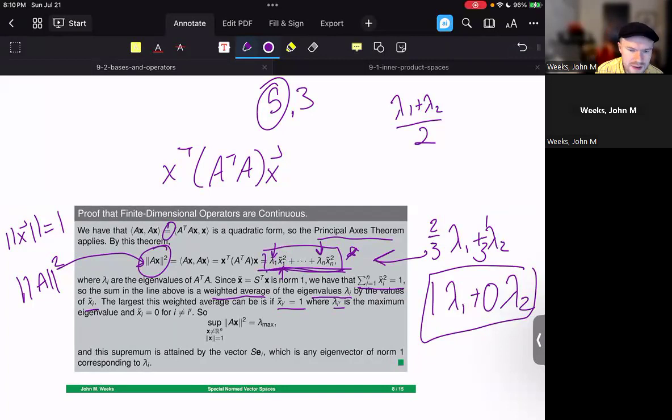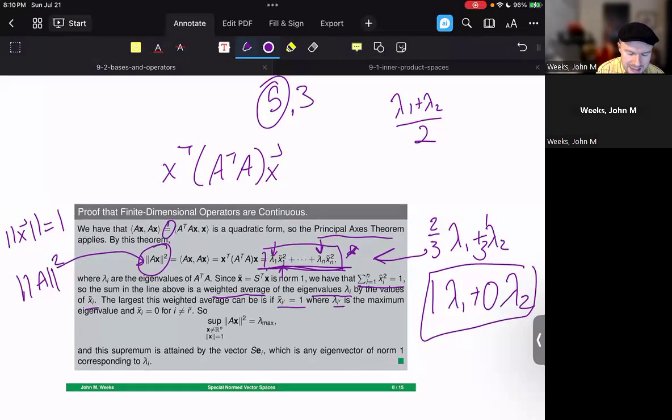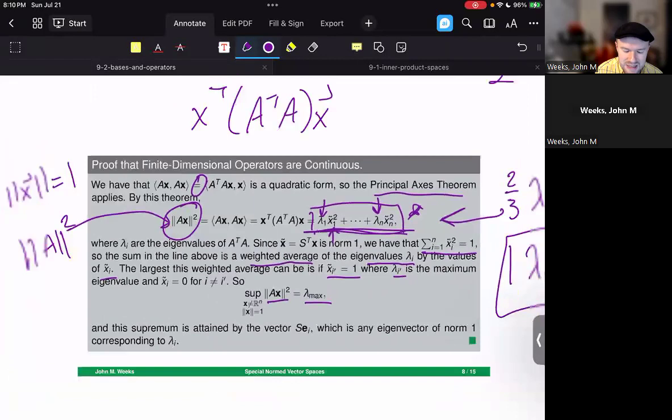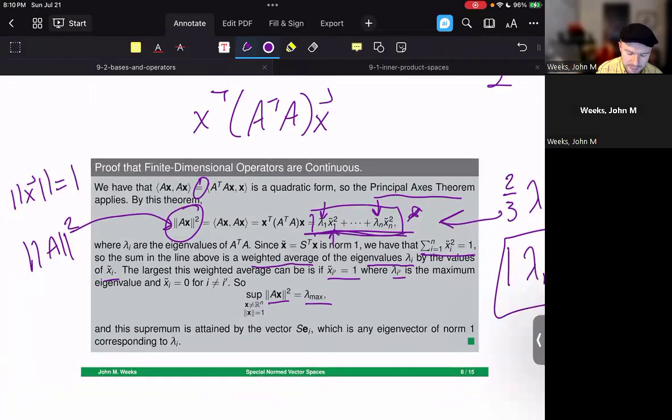That's the largest that this value could possibly be. That tells us that the supremum of the norm of Ax squared is equal to this lambda max value that we've been defining from before. The supremum is in fact attained by a specific vector, so this isn't just hypothetical. We can actually find a vector that makes this work. This is the vector that we could be plugging into this matrix that stretches as far as it possibly can when mapped through by the matrix A.